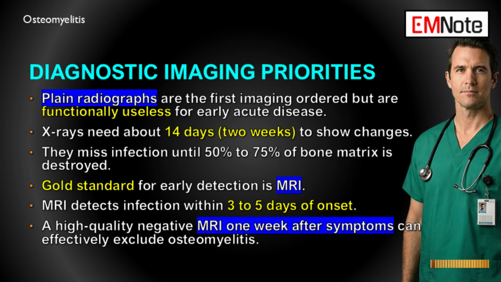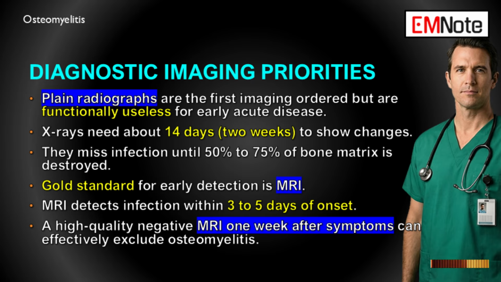So if x-rays have this 2-week delay, how do we confidently rule the diagnosis out early and move on? What's the gold standard for early detection? That's going to be magnetic resonance imaging, the MRI. An MRI can detect the infection within just 3 to 5 days of onset. It gives you excellent delineation of soft tissue and bone marrow involvement, and it performs very well. Sensitivity is usually in the range of 78 to 90%, and specificity is about 60 to 90%.